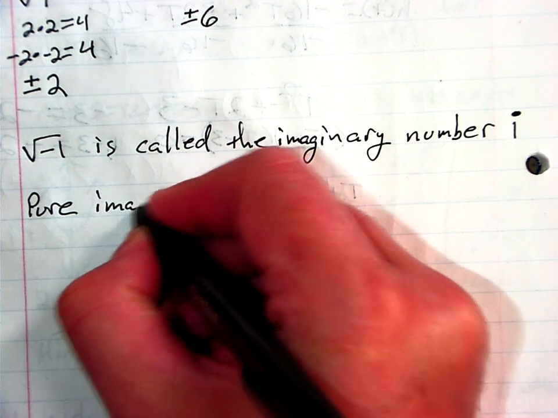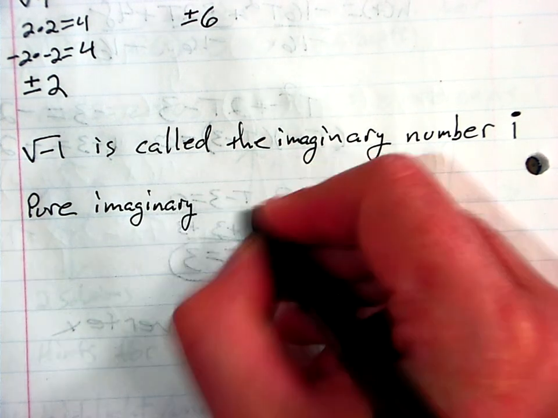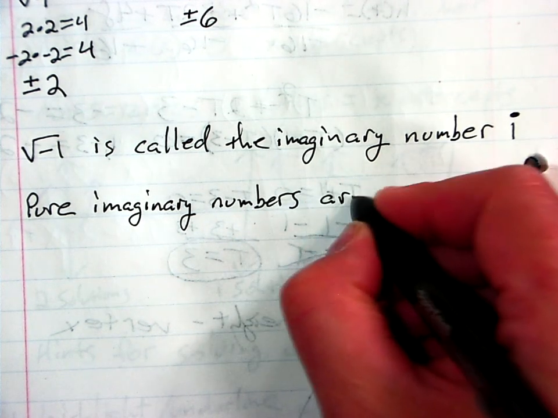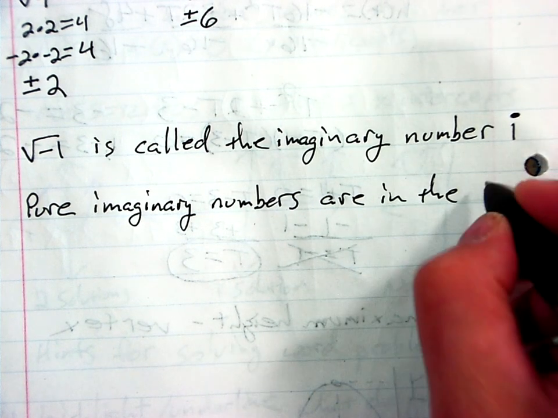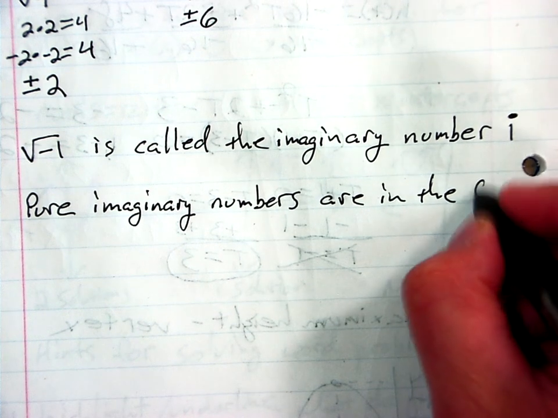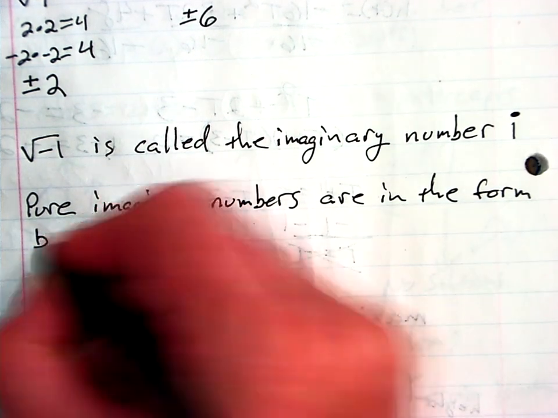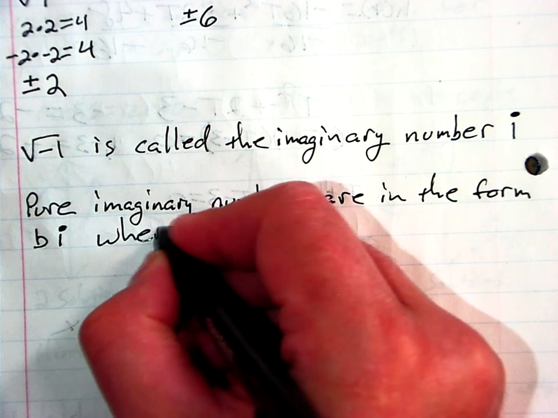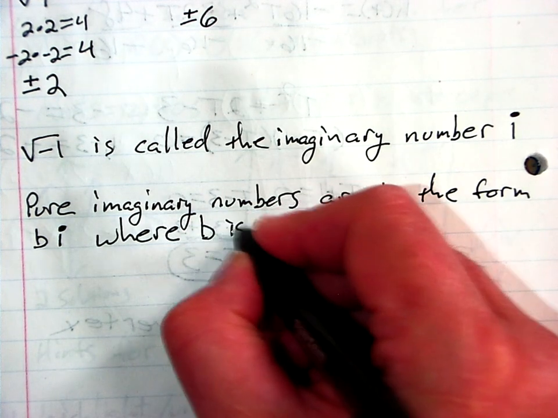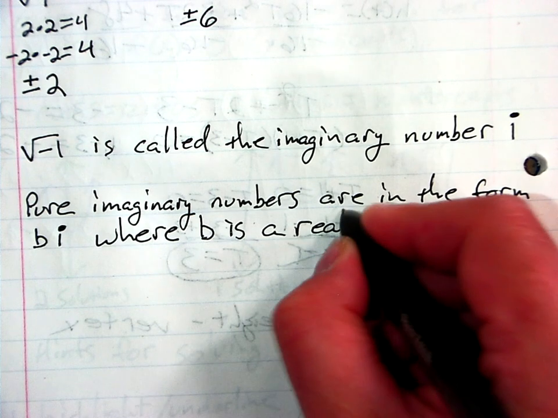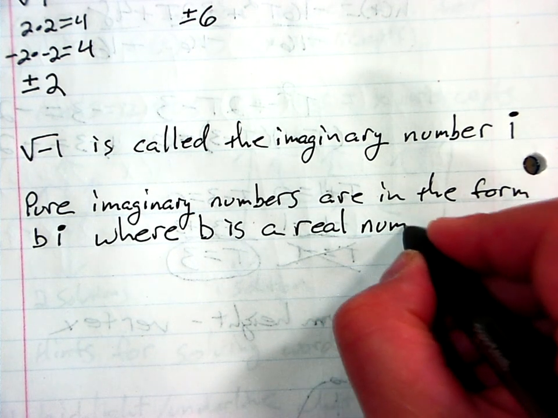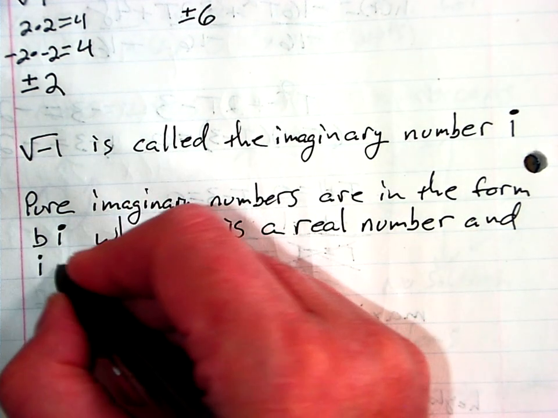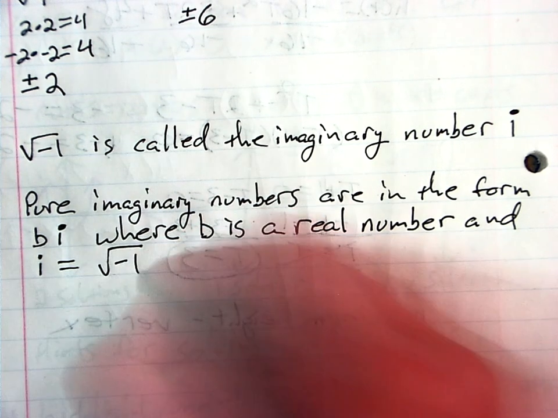Pure imaginary numbers are in the form bi, where b is a real number and i equals the square root of negative 1.